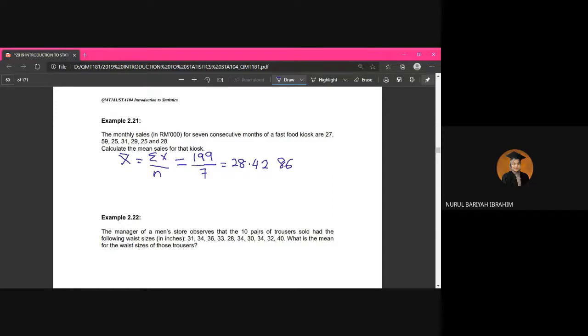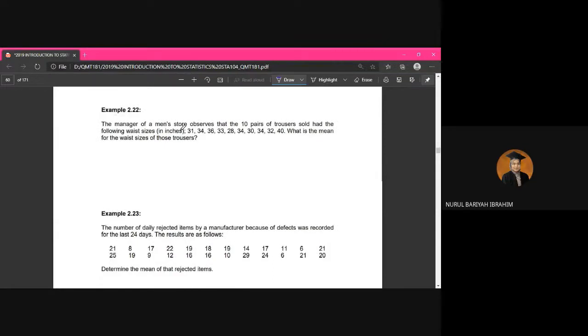So what can we interpret from this value? You need to know how to interpret the value of mean here. So we can say that the average monthly sales for the kiosk is, we need to convert it back to its unit in thousands, so it will be RM28,428.60. Okay, so that is the way you interpret the value of mean.